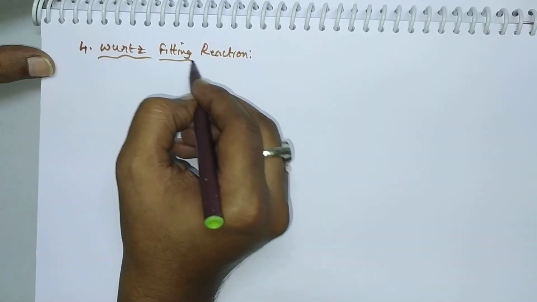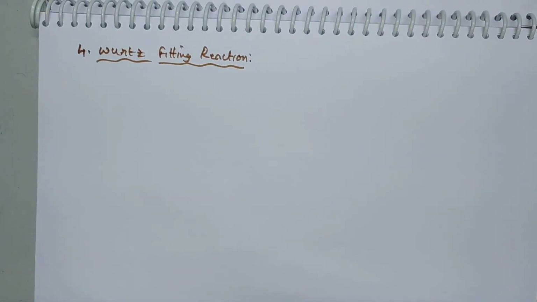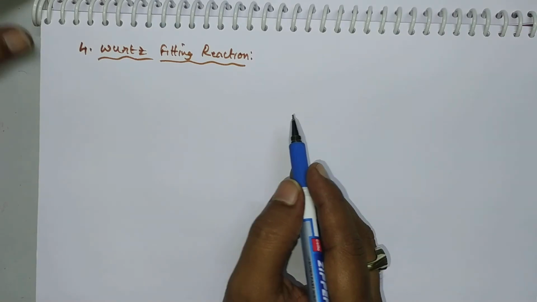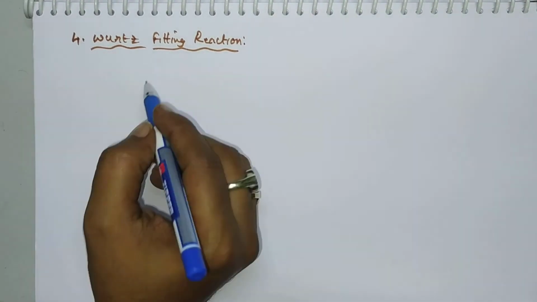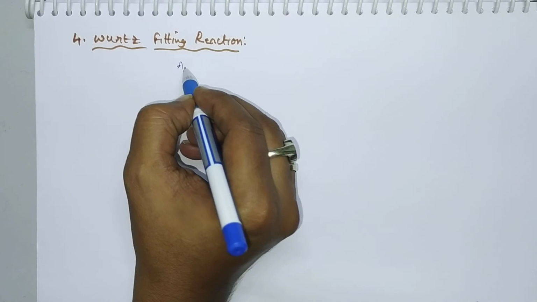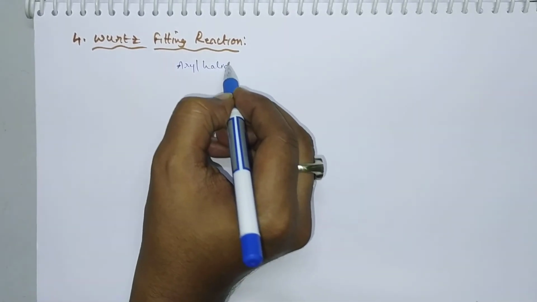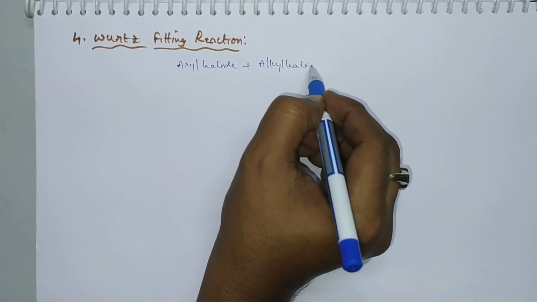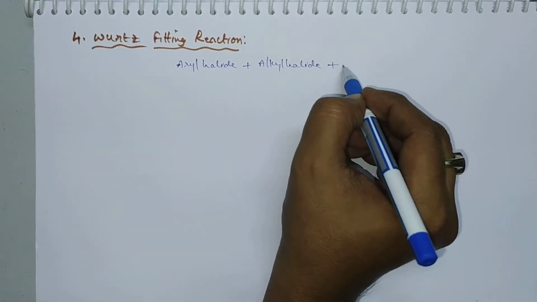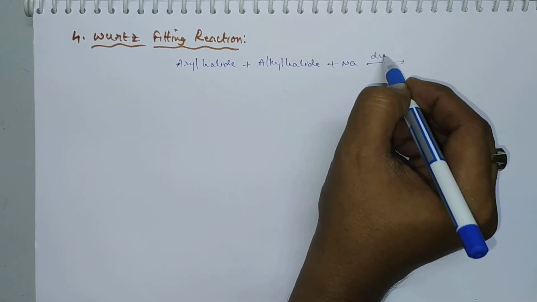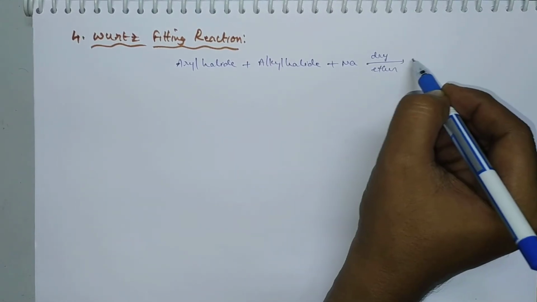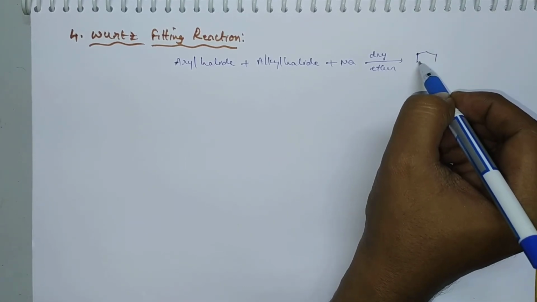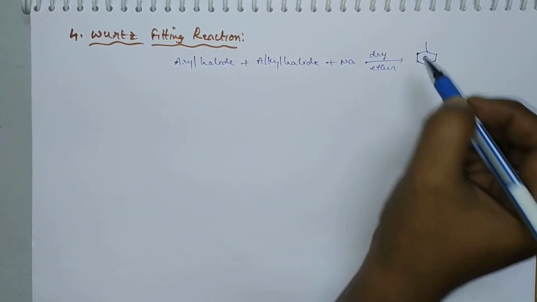Woods fitting reaction. In this reaction, we have to take one aryl halide and one alkyl halide. The aryl halide reacts with the alkyl halide with sodium metal in the presence of dry ether to form an aryl alkane. That means an aromatic ring and an alkyl group, R, should be there.